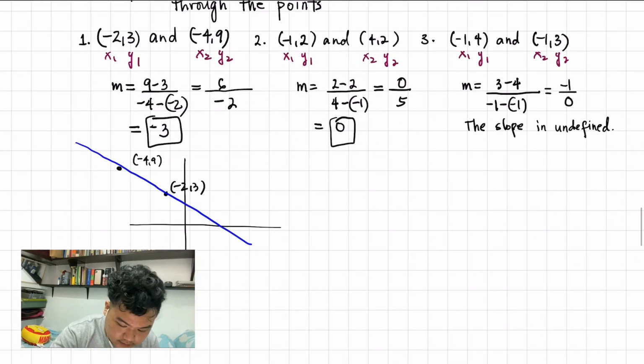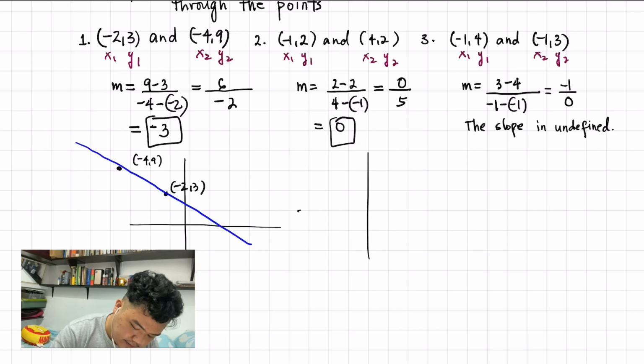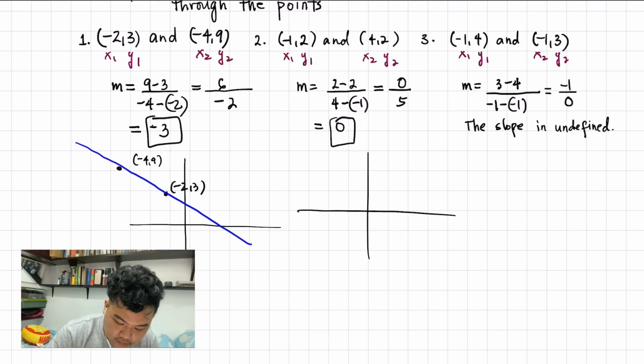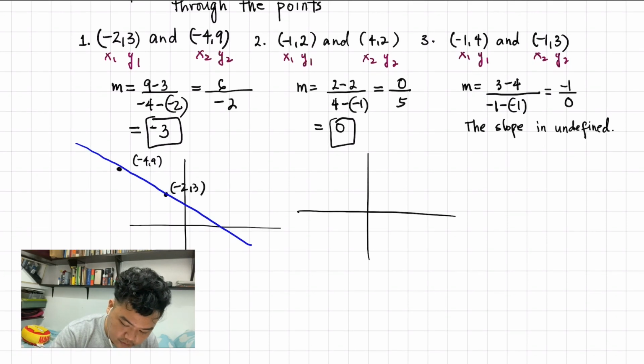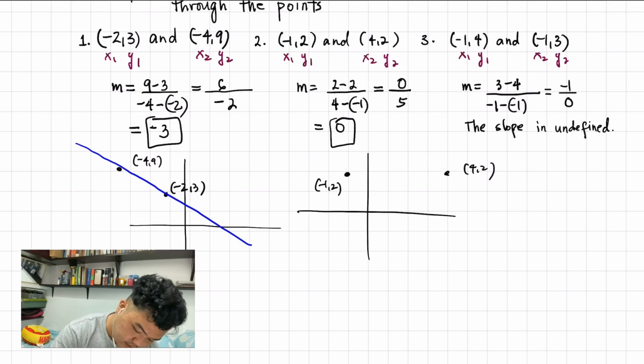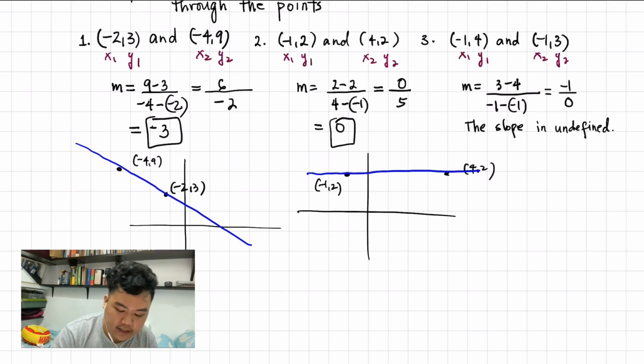While the line in number 2 looks like this. Where are our points? (-1, 2). Let's say this is (-1, 2), and (4, 2). 1, 2, 3, 4, 2. This is (4, 2). Okay, so our line is a horizontal line.